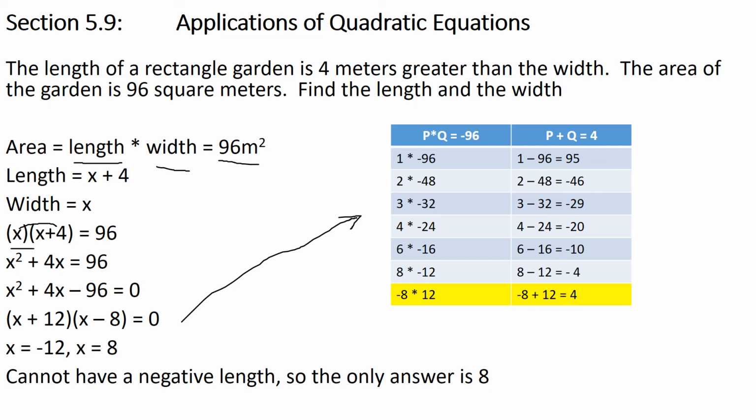So which one would it be? Well, it'll become 0 if x equals negative 12. However, I can't have a distance of negative 12. So we have to use the other one, 8. 8 plus 12 is 20, but then 8 minus 8 is 0. So the only answer for this is 8. So the width is 8, that's the x, and then the length is 8 plus 4, which is 12, and 12 times 8 is 96.